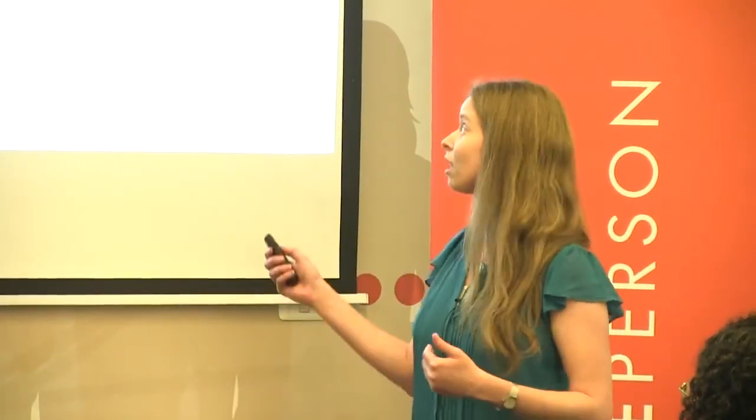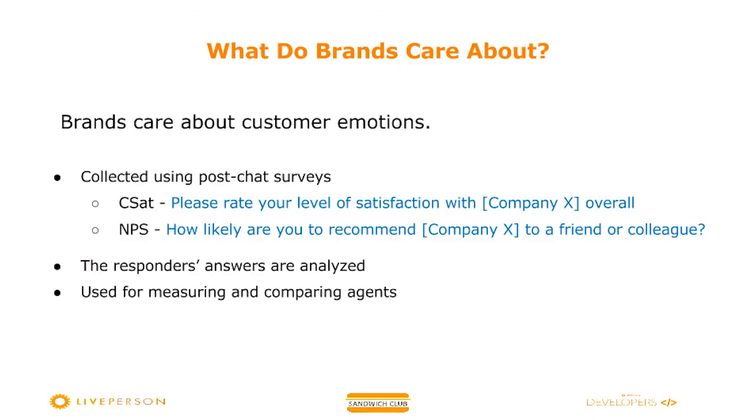In our context, they're using post-chat surveys. This means that as a visitor to a website, you chat with an agent, and when the conversation is ending, you are popped up with a survey, what we call a post-chat survey. This survey can include multiple questions. For example, CSAT, a customer satisfaction question: please rate your level of satisfaction with the brand.